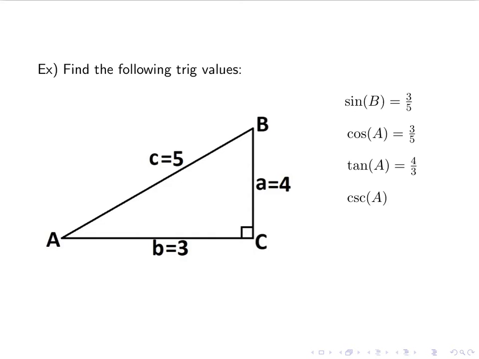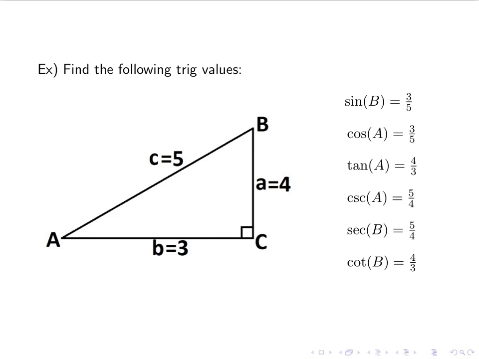Cosecant of A. Cosecant is hypotenuse over opposite. In this case, the hypotenuse is 5 and the opposite for angle A is 4. Secant of B is going to end up being 5 over 4, because secant is hypotenuse over adjacent. Cotangent of B is adjacent over opposite. The adjacent is 4 and the opposite is 3.